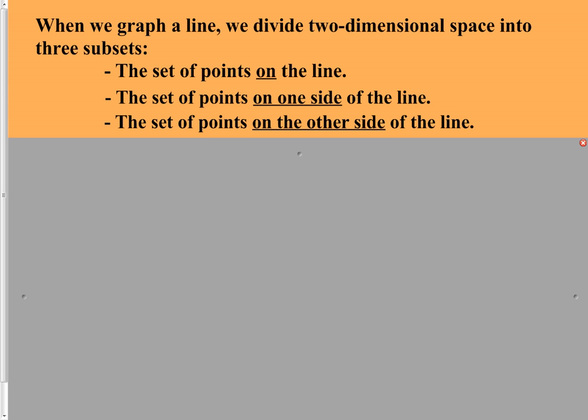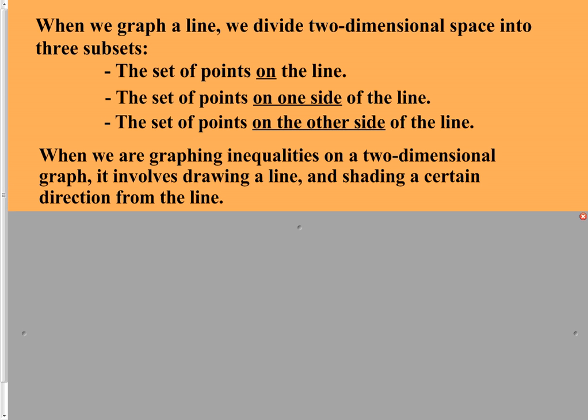Now, these three subsets are going to have to be treated with care as we get ready to graph in two-dimensional space, and we'll talk about how to figure out what is going on here in just a moment. When we're graphing inequalities on a two-dimensional graph, it's going to involve a couple of steps, just like we did with one dimension the other day. It involved plotting a point and then shading a particular direction. Today, we're going to be constructing a line through two-dimensional space, and then we will shade away from that line in one of the two directions according to what the inequality is doing.